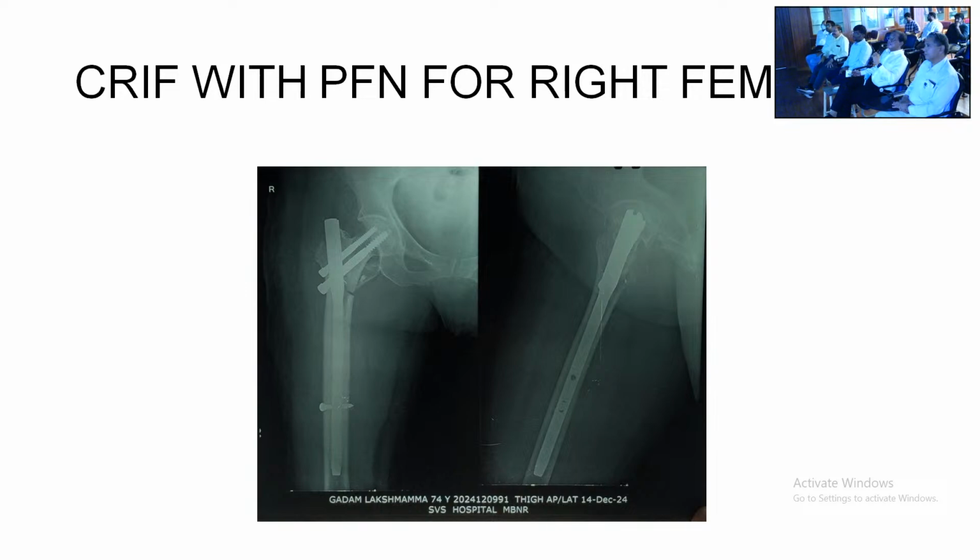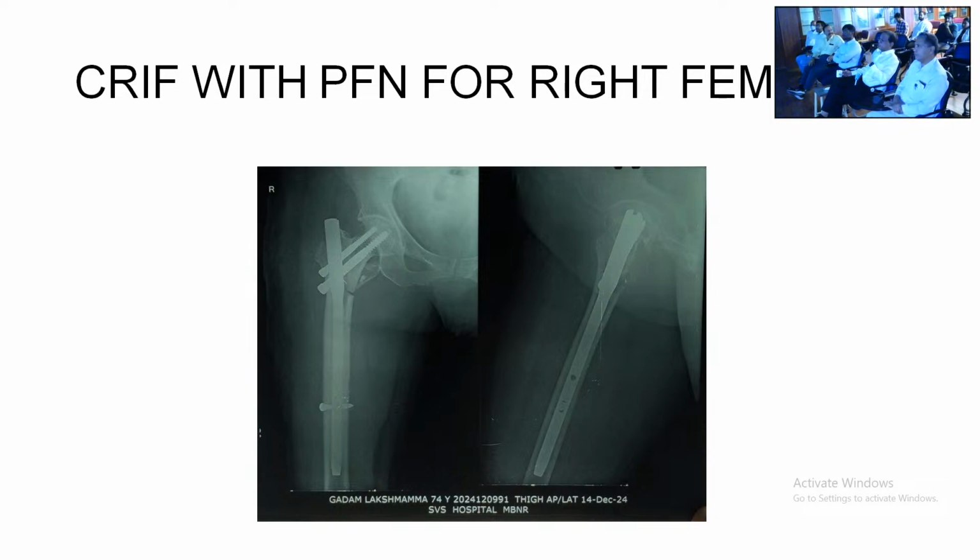Anybody? Iliopsoas is a big muscle. So people say, it's I think evidence to fix that one. Pass a little wire around it through a minimal incision, they have better results. Because muscular balance is not maintained, non-union or failure rate is high.